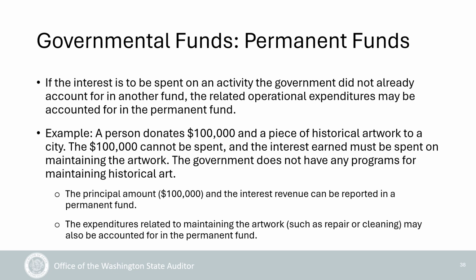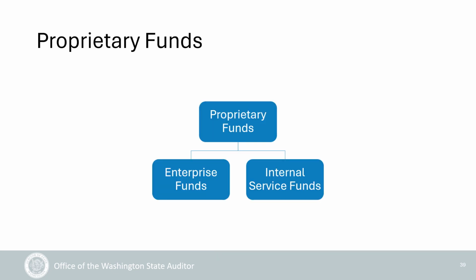The principal amount of $100,000 and the interest revenue would be reported in that permanent fund. The expenditures related to maintaining the artwork, such as repair or cleaning, may be accounted for in the permanent fund. That's it for governmental funds.